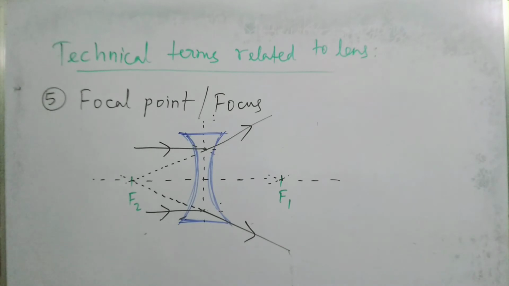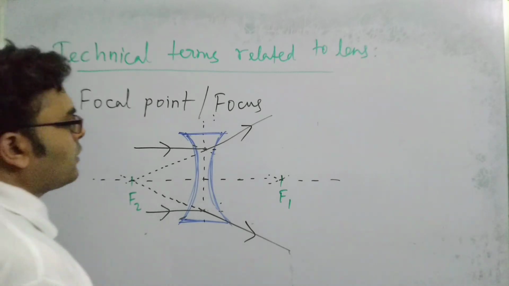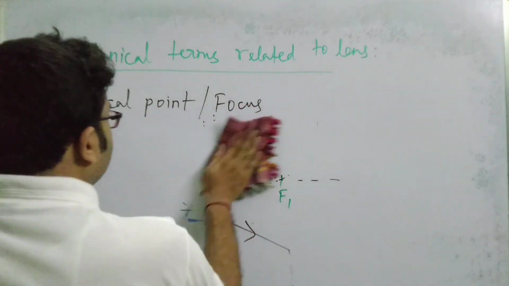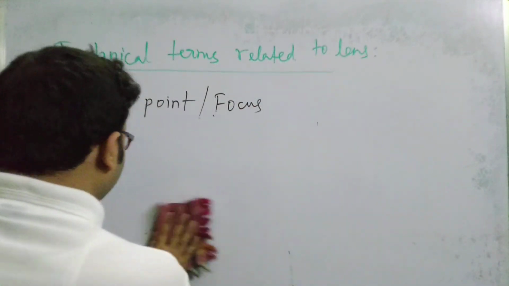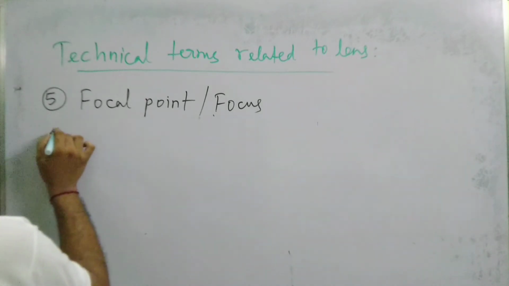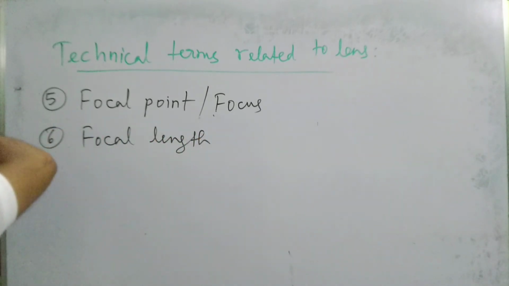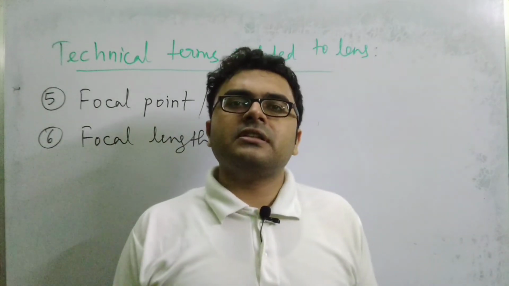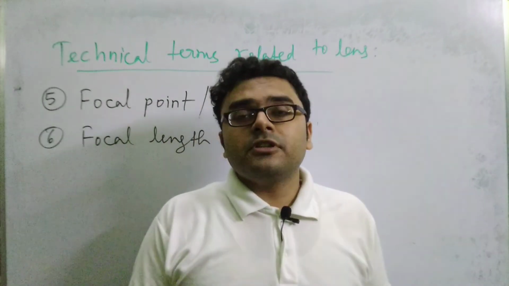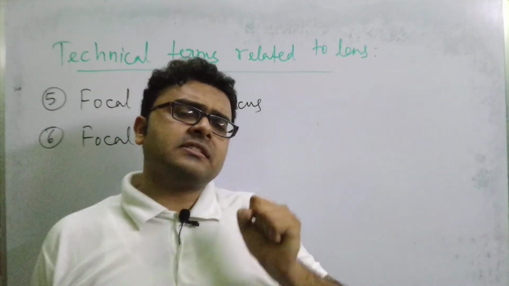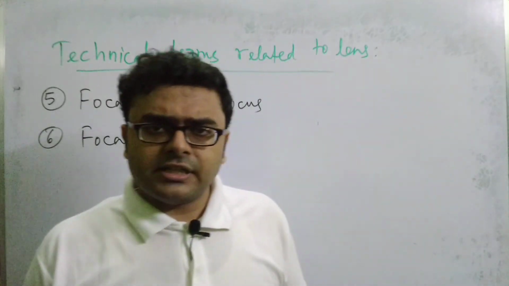So I think the definitions for the first focal point and second focal point for both convex and concave lens are clear to all of you. Next, the sixth important term is the focal length. There are two focal lengths, the first focal length and the second focal length, for both concave as well as convex lens. The first focal length is the distance between the first focus and the optical center, whereas the second focal length is the distance between the second focus and the optical center. So focal length is just the distance between the optical center and the focal points.